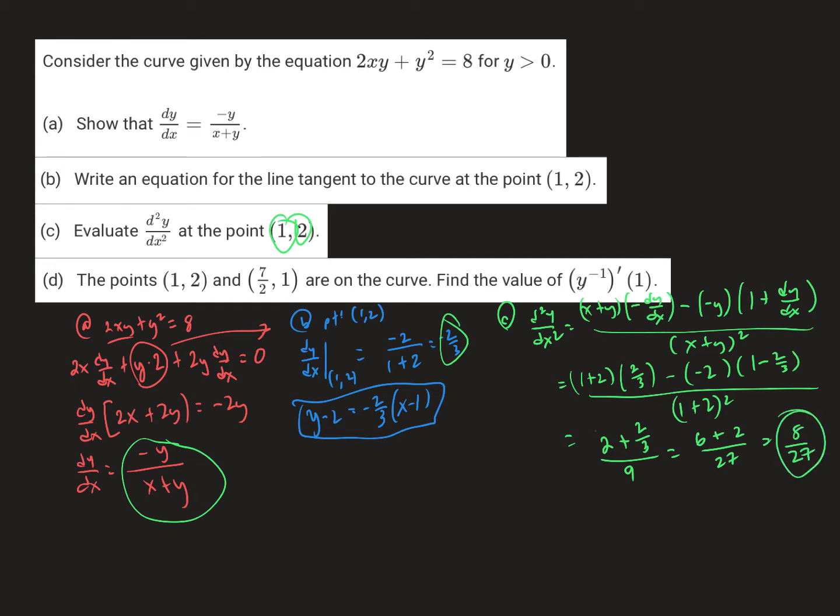And then part D. The points are on the curve. Find the value of inverse prime of 1. So remember, we have a formula for that. My inverse derivative is 1 over my derivative of my inverse. So I want to plug in 1.